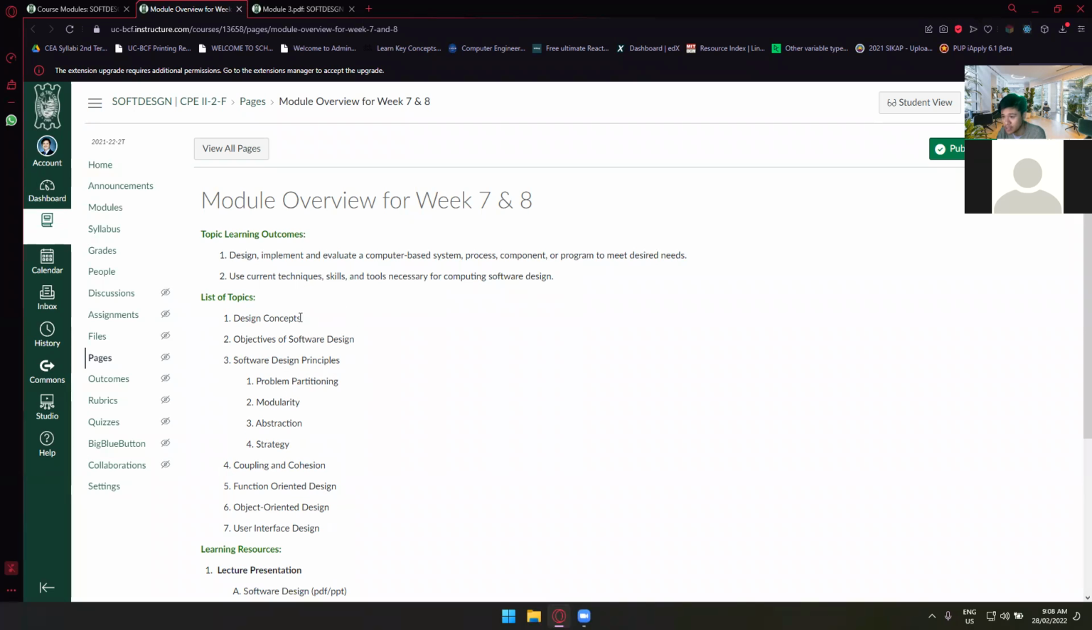Here are the topics we will discuss under this module. First is the design concept. Second is the objectives of software design. Third is the software design principles, wherein we have four different types of principles: problem partitioning, modularity, abstraction, and strategy. And then we also have coupling and cohesion, function-oriented design, object-oriented design, and user interface design.